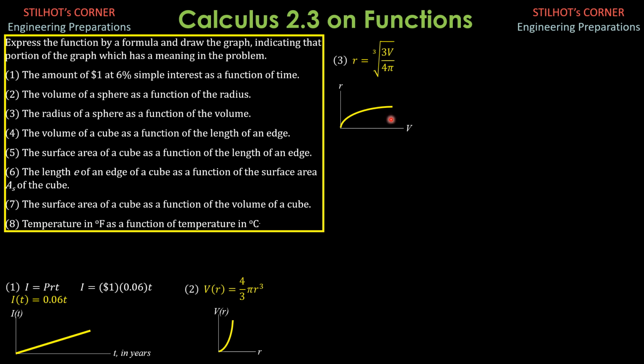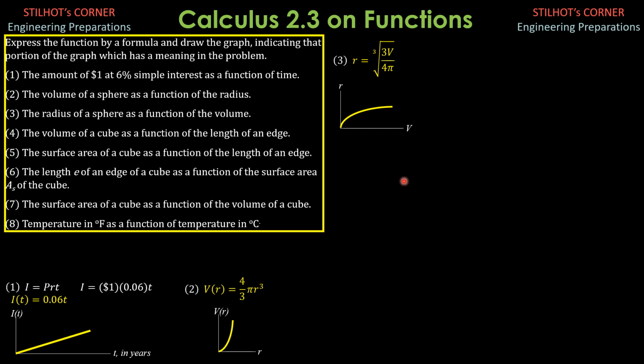So the volume increases rapidly, but R increases at a slower rate also. So that's why it should look like that. For instance, R is 0 when the volume is 0, R is, let us say, 1 when the volume is 1, then R is 2 when the volume is about 8. So that's why it should look like that.